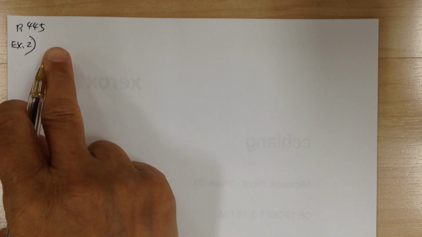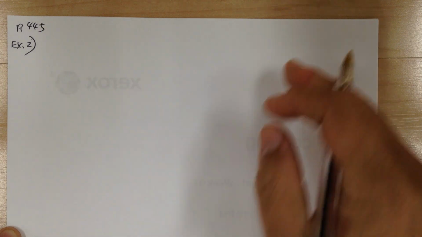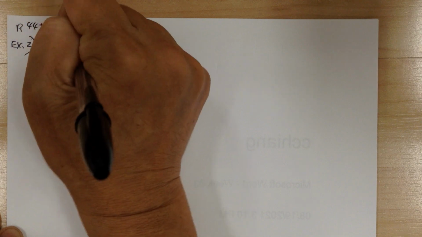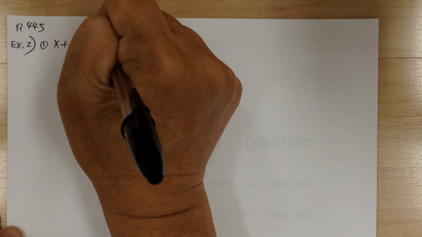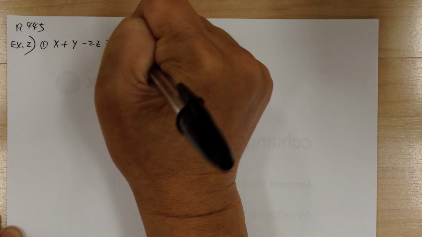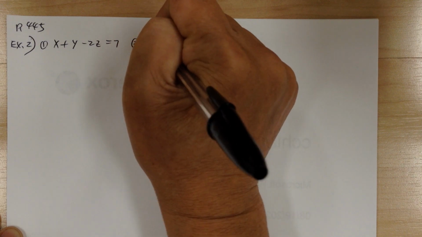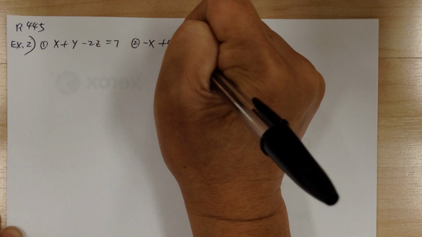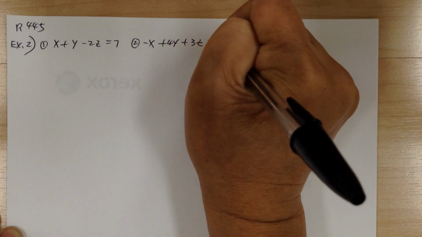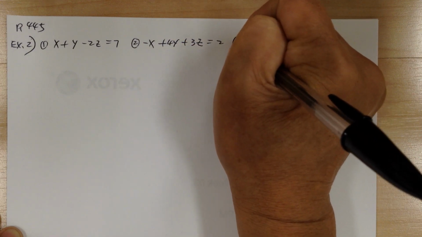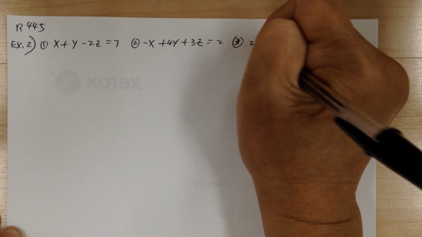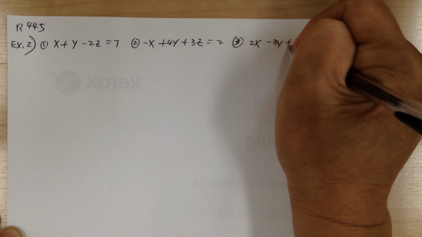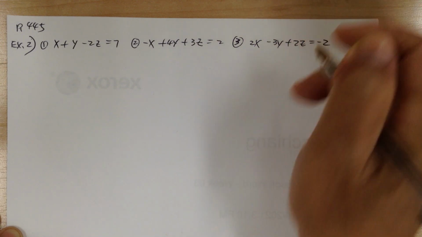Again, it's a good idea to write your equations side by side so you've got room to work underneath. Equation 1 is x plus y minus 2z equal to 7. Equation 2 is negative x plus 4y plus 3z equal to 2. Equation 3 would be 2x minus 3y plus 2z equal to negative 2.